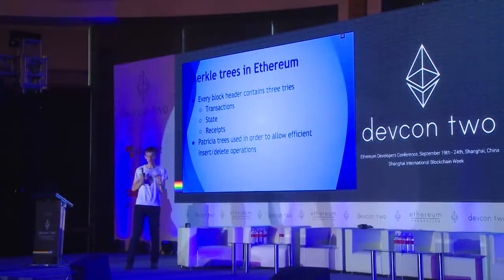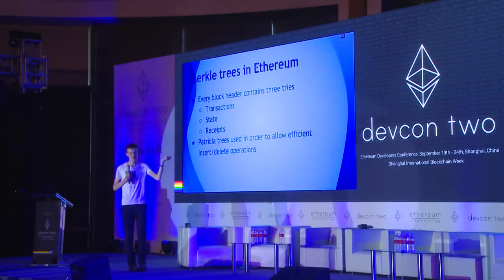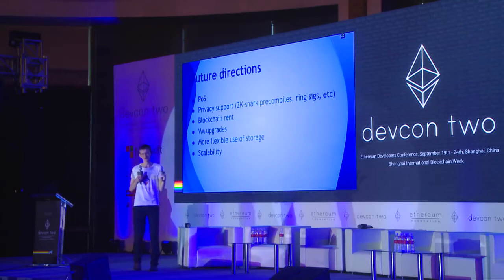Block headers contain 3 trees. Bitcoin uses Merkle trees just for transactions. We use Merkle trees for transactions and for the state. This includes account balances, contract code, contract storage, and receipts. We have Patricia trees, which allow you to update the tree very efficiently. Those are the basic building blocks of the Ethereum protocol right now.